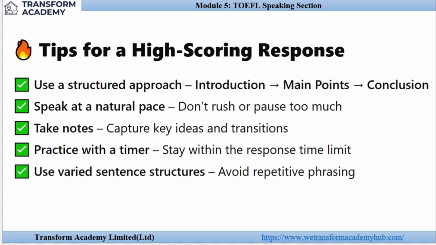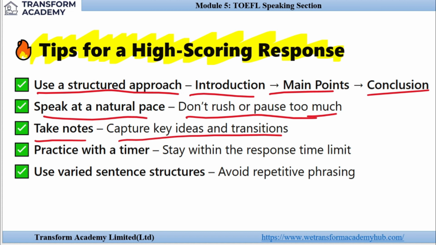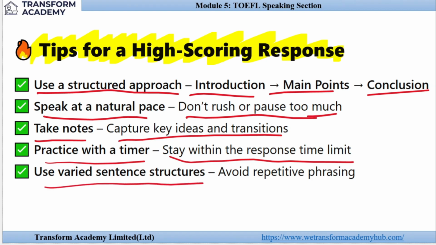Now, the tips for a high scoring response. So, first, you have to use a structured approach: introduction, main points, conclusion. Speak at a natural pace, don't rush or pause too much. Take notes, capture key ideas and transitions. Practice with a timer. Stay within the response time limit. Use varied sentence structures. Avoid repetitive phrases.